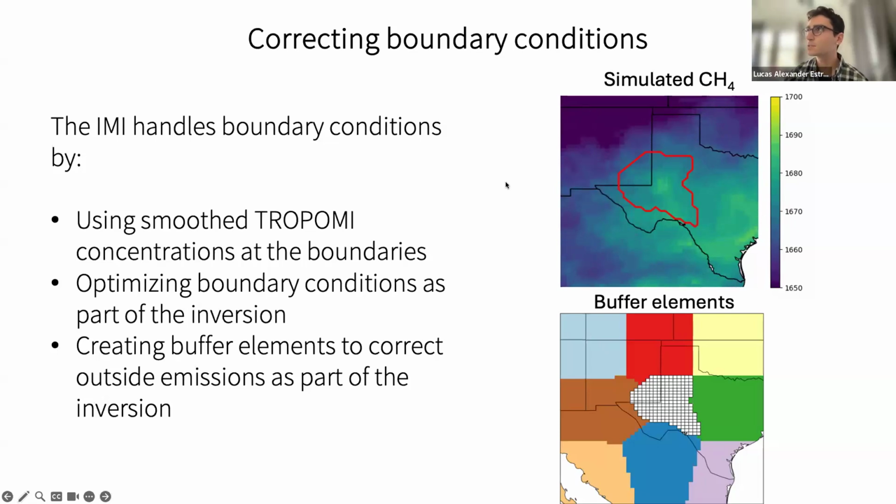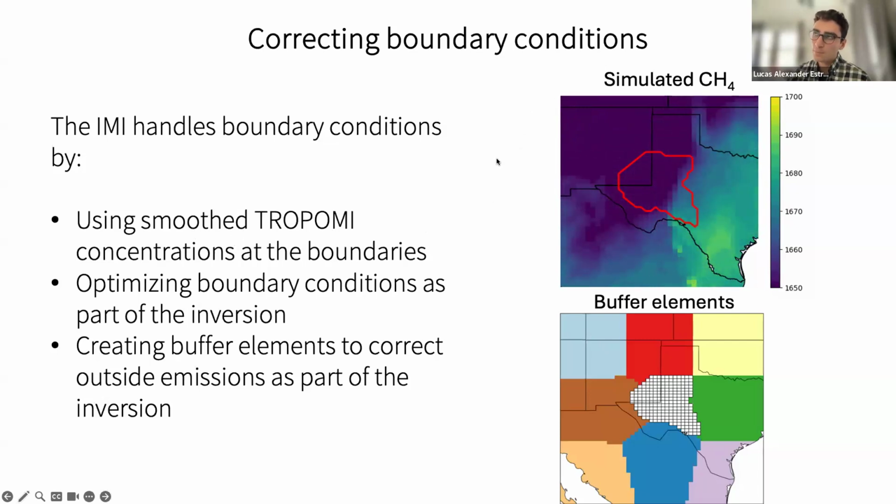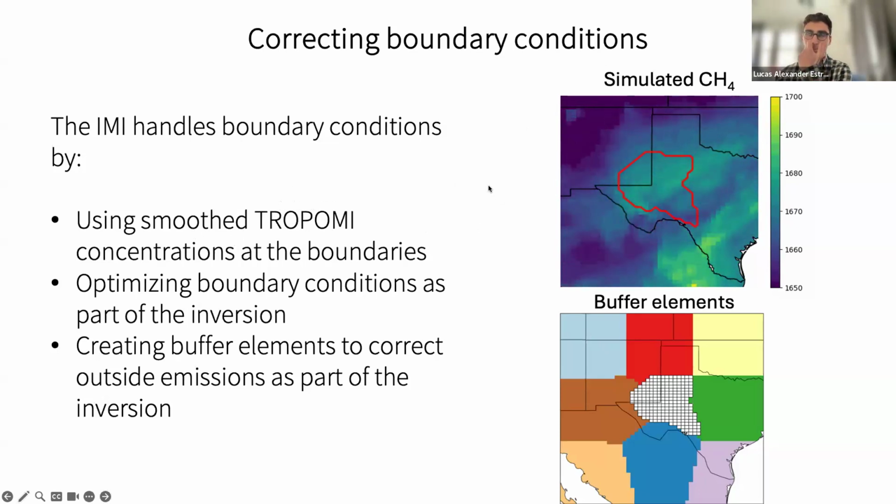And the IMI handles the boundary conditions coming in by using a smooth TROPOMI boundary condition archival set that we create. And we do this by using the TROPOMI observations outside of our domain and scaling up or down a global simulation to generate our boundary conditions on the basis of the average concentration seen by TROPOMI in that individual pixel.